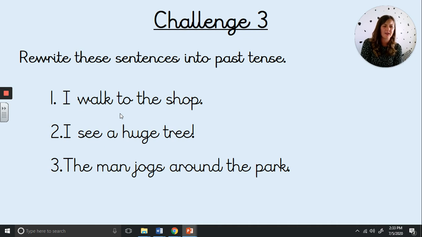It wouldn't be the man jogs around the park. I've just realised I just said the man jogs around the park. Okay, so that is your challenge number 3.